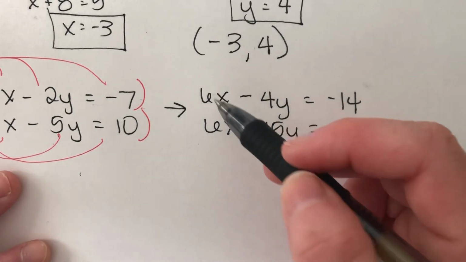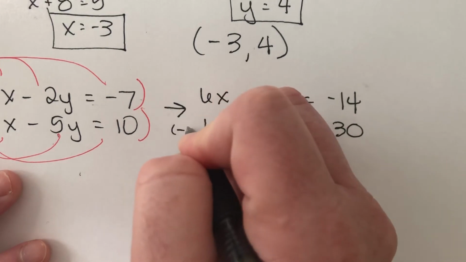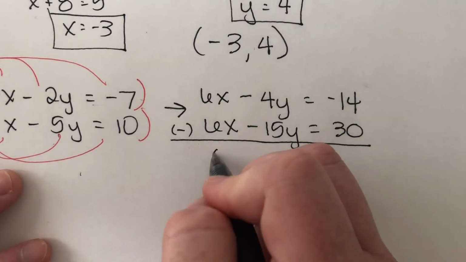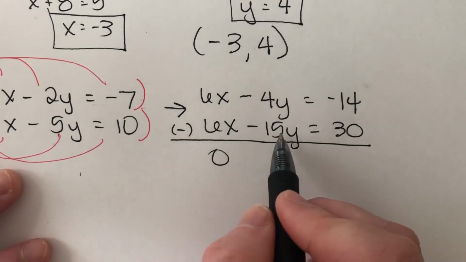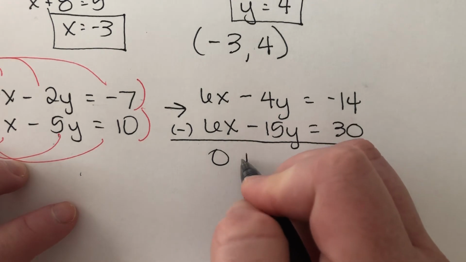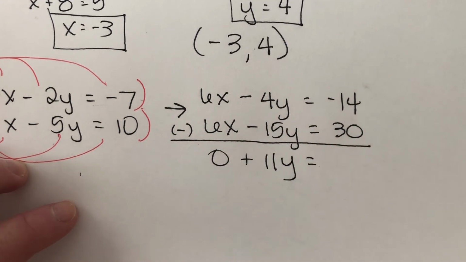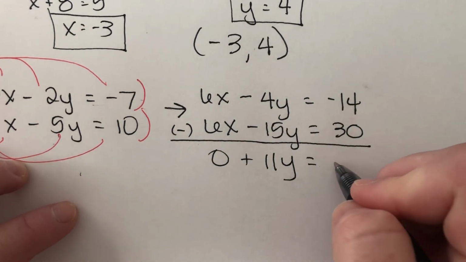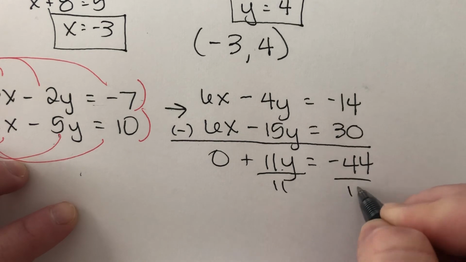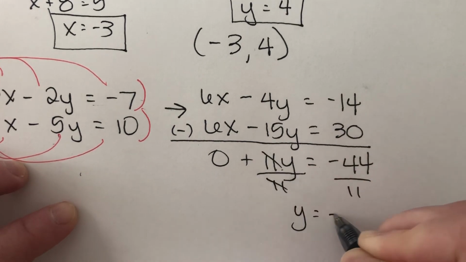They're both positive, so to eliminate them, I'm going to subtract. 6x minus 6x is 0. Negative 4 minus negative 15 is really negative 4 plus 15, which is 11y. And negative 14 minus 30 is negative 44. Okay, and then I divide both sides here by 11, and y equals negative 4.